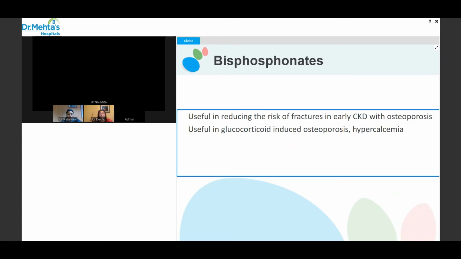Bisphosphonates are rarely used in children, and the KDIGO guidelines recommend them in patients with CKD, especially the elderly with osteoporosis, with glucocorticoid-induced osteoporosis and hypercalcemia. There is not much data on its use in children, but zoledronate and ibandronate are the ones with minimal nephrotoxicity.